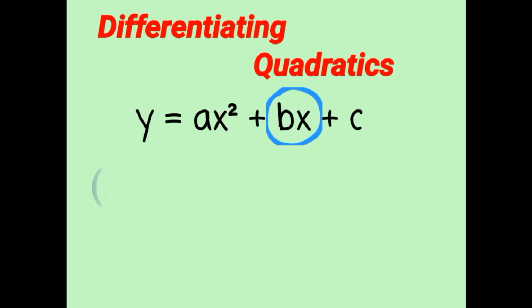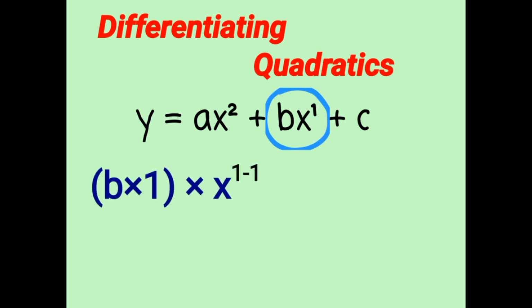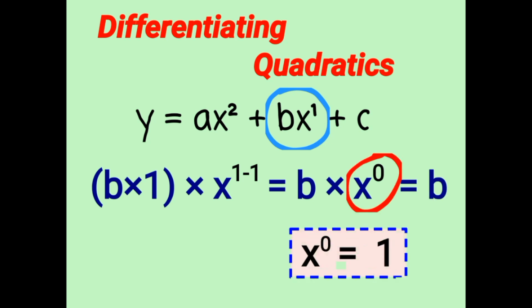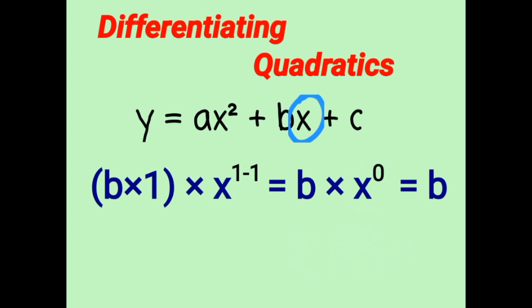Now, let's differentiate bx. Here, the power of x is 1, so let's say bx to the power 1. Then, differentiating this gives us b times 1 times x to the power 1 minus 1 equals b times x to the power 0 equals b, as x to the power 0 equals 1. So, as you can see here, an x term differentiates to give a constant. In this case, differentiating bx gives us the constant b.